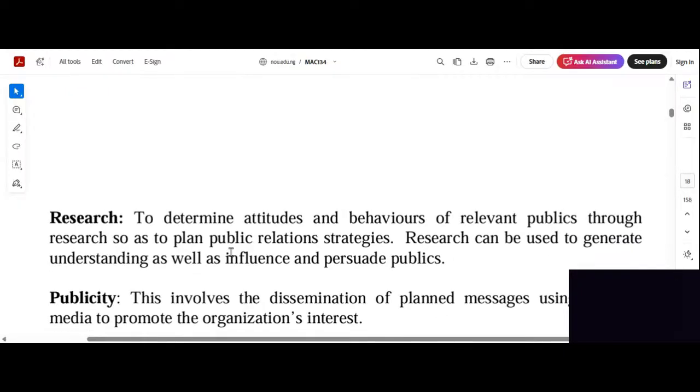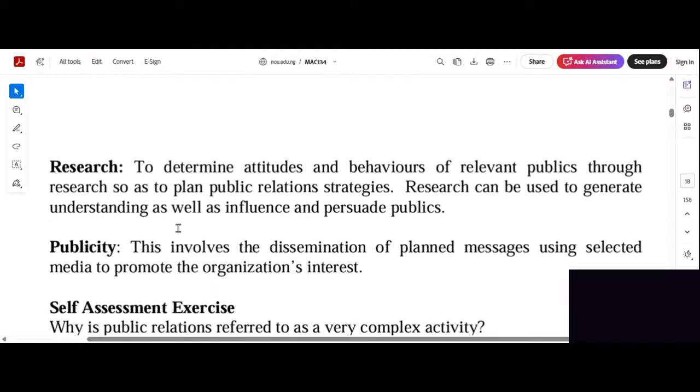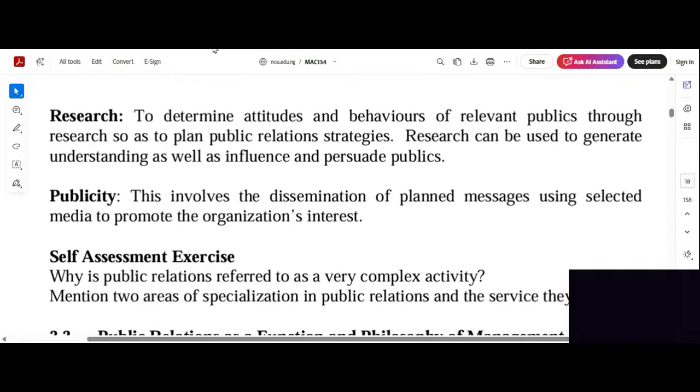Another specialization of public relations is research. Public relations people do research. Why do they do research? They do this to determine attitudes and behaviors of relevant publics so as to plan public relations strategies. Research can be used to generate understanding as well as influence and persuade the public.